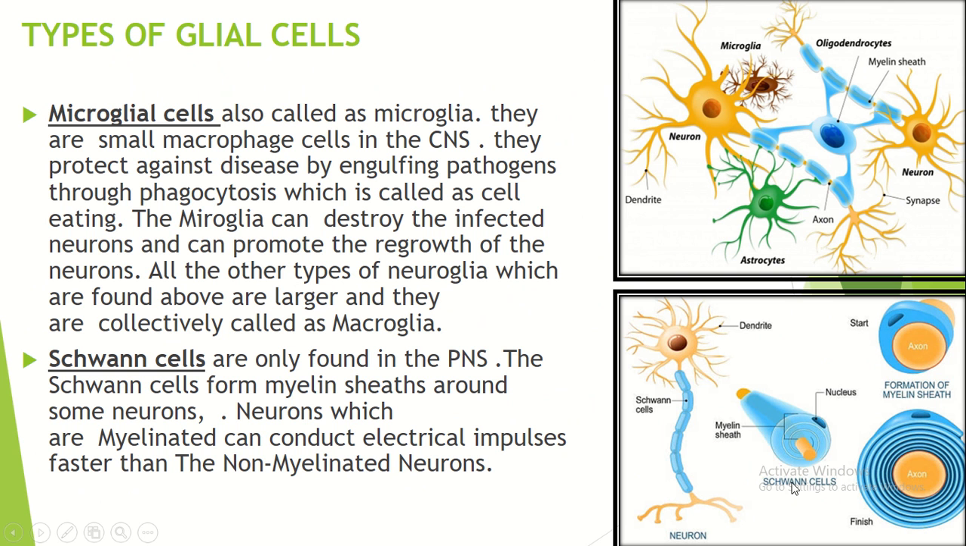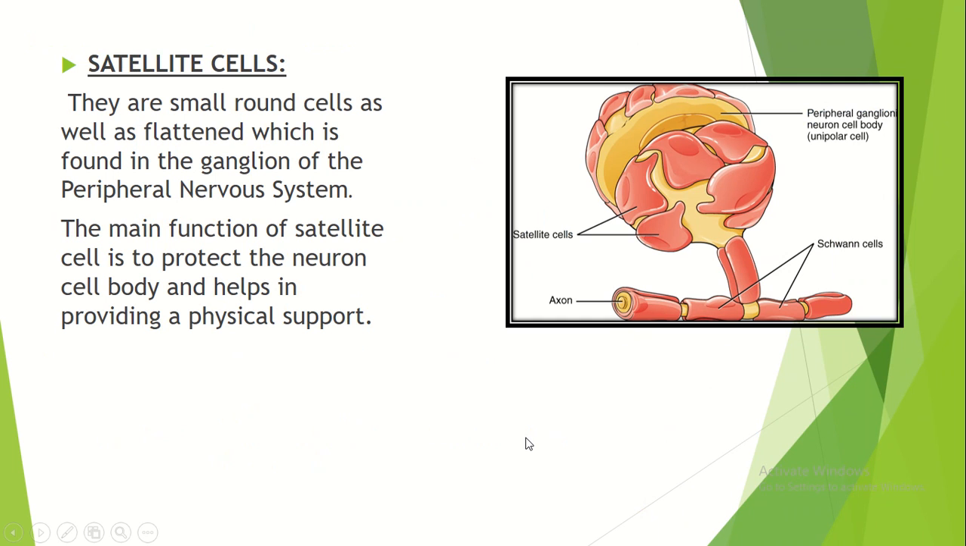It has a nucleus in it, that is the Schwann cell. Whenever the myelin sheath is forming, it will be like this around the axon. When starting, it has a nucleus in it and will look like this. Afterwards, when it is finished, it has a full, complete structure. It completely covers the axon and provides insulation. This is the Schwann cell.